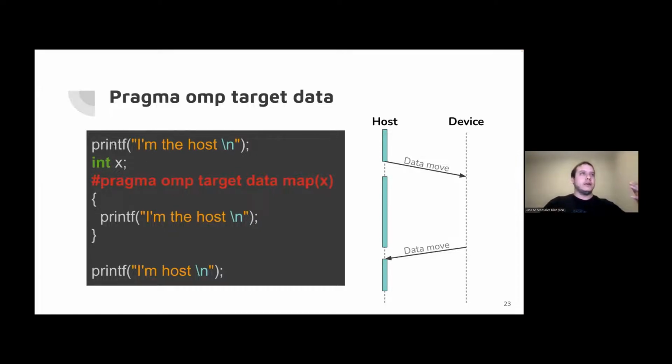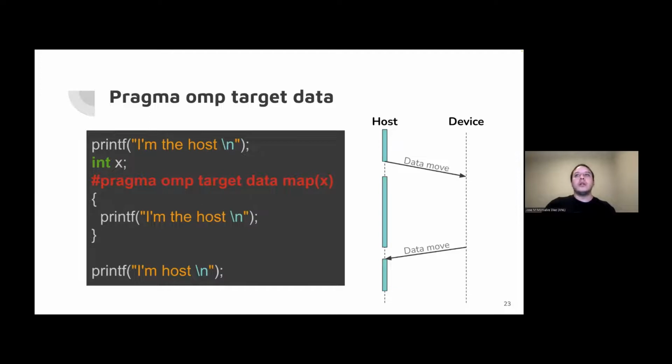I'm printing a value in the host, right? Like I'm in the host here. This is my host execution, and I start a pragma OMP target data map X. This does not say anything about the fact that the code that is within that target data region is going to be executed in the GPU. It is not. This region inside is going to be executed in the host.